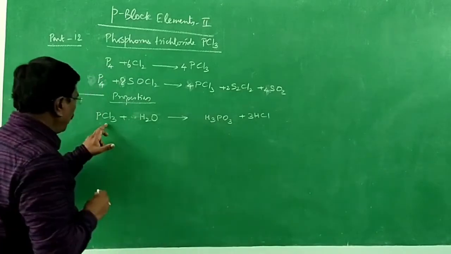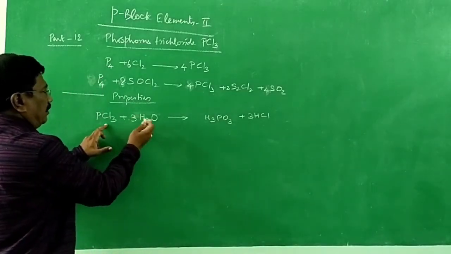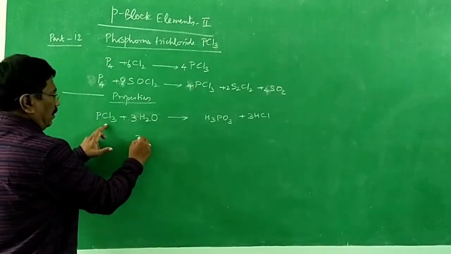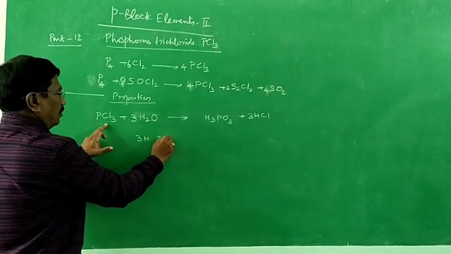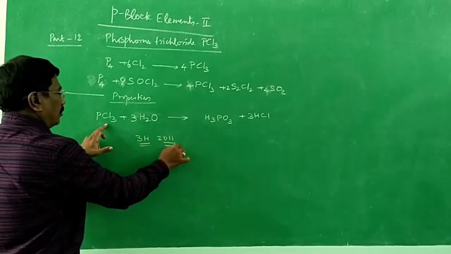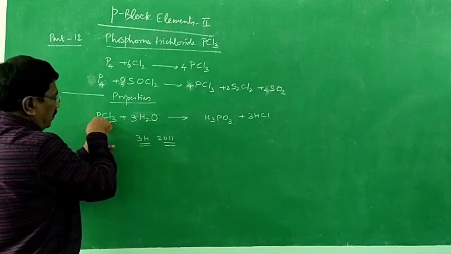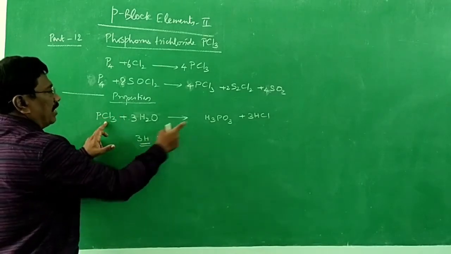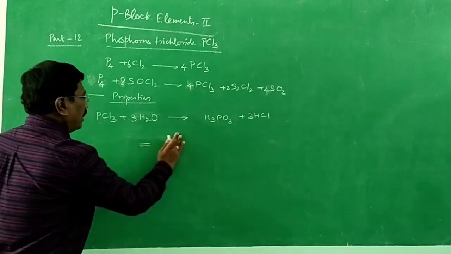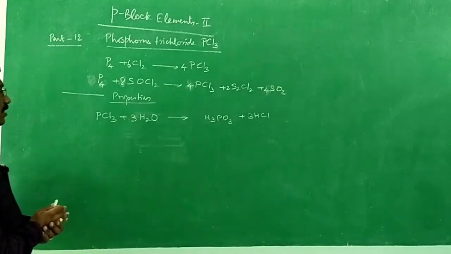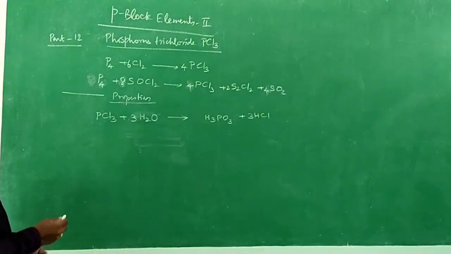Instead of 3 chlorine, 3OH. Water is made of hydrogen and OH. 3 hydrogen and 3 OH. And 3 OH will replace 3 chlorine. 3 chlorine get combined with 3 hydrogen to become 3HCl. So that is about the reaction of phosphorus trichloride with water, that is hydrolysis.